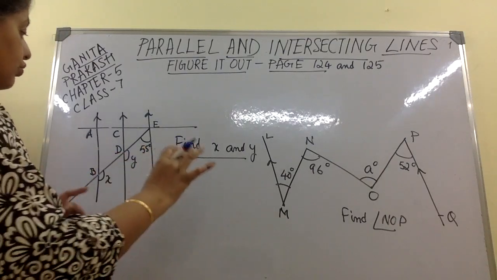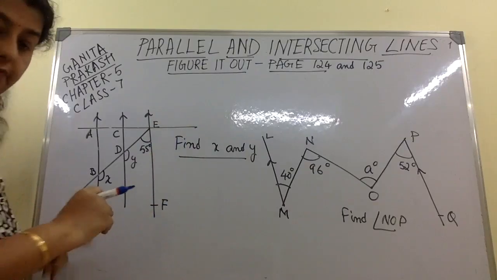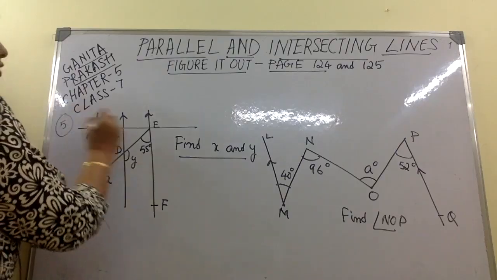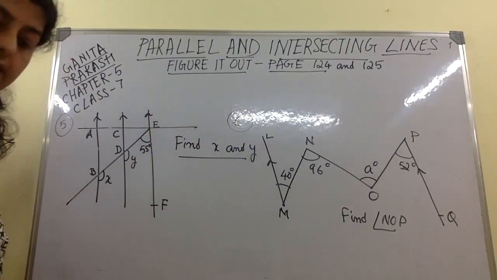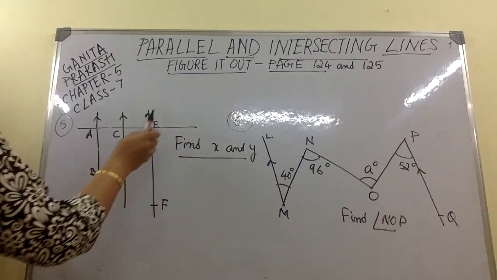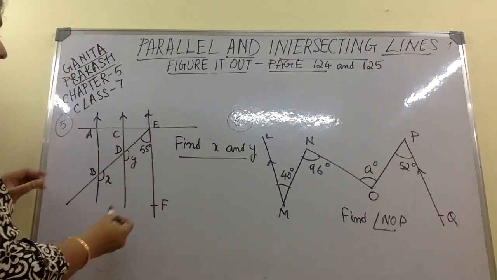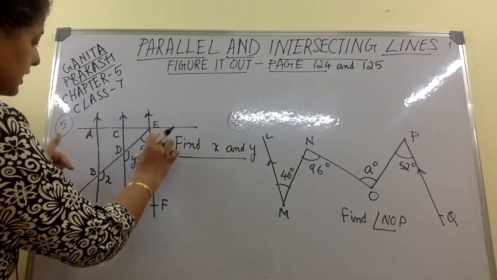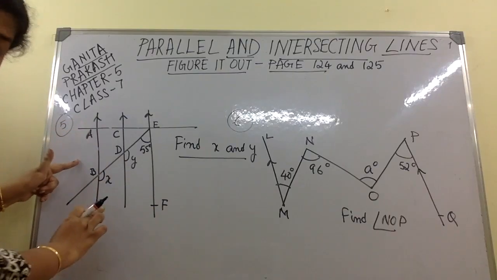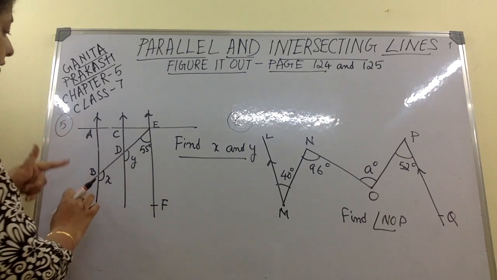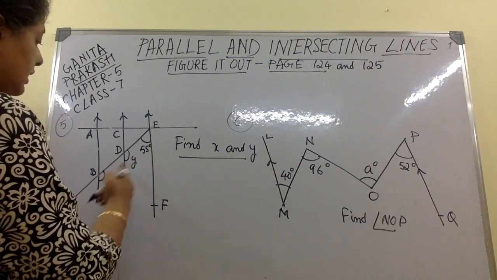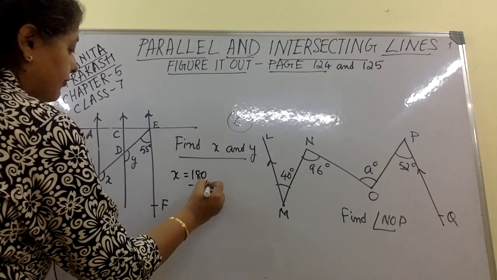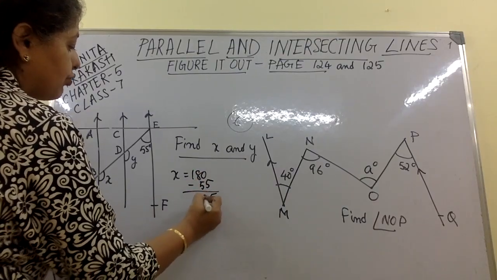Okay, so these are the two more sums from page number 125. This is question 5, and the other one is question 6. So let's try out how to find x and y in this sum. Three lines are parallel, we can see. If I just consider lines EF and AB, then x is clearly 180 minus 55, which is equal to 125 degrees.